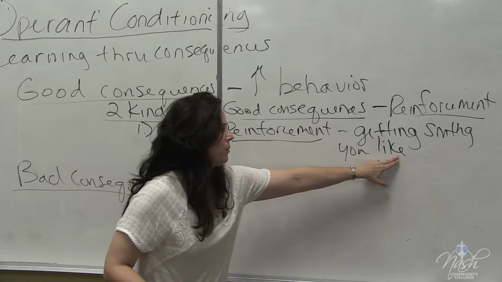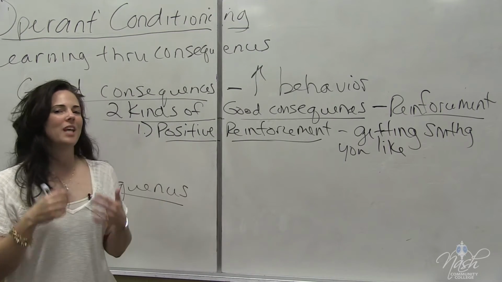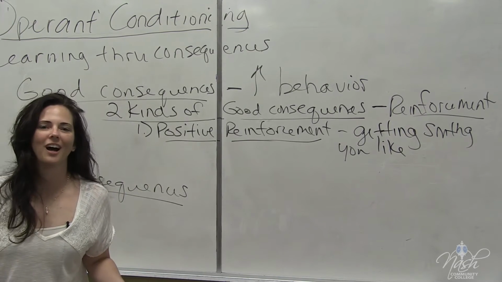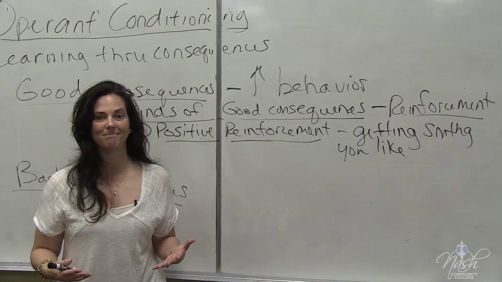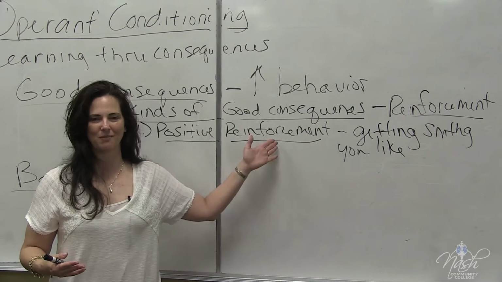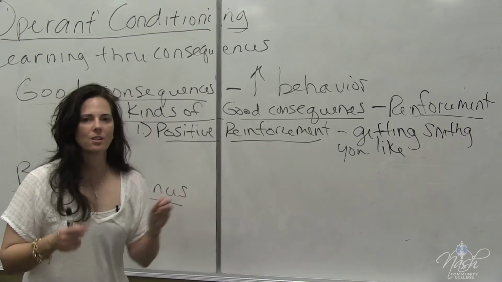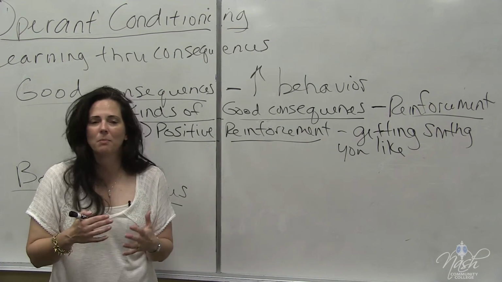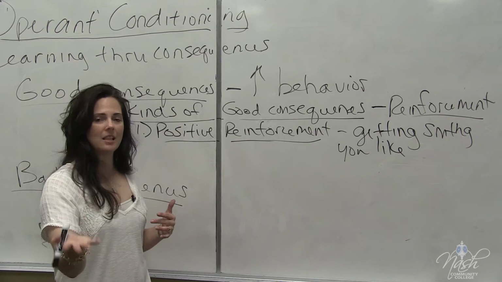Now, this is very important. You have to like what they gave you, because if they give you boiled okra as a thank you for helping them move and you hate boiled okra, not a reinforcement, not a good consequence. It might even be a punishment for you. So that's where you have to get to know the person that you're trying to manipulate, help, and give them what they like, know what they like.